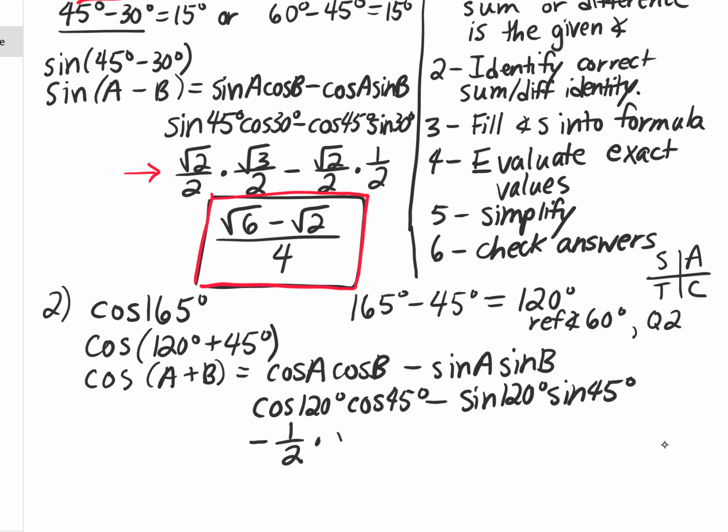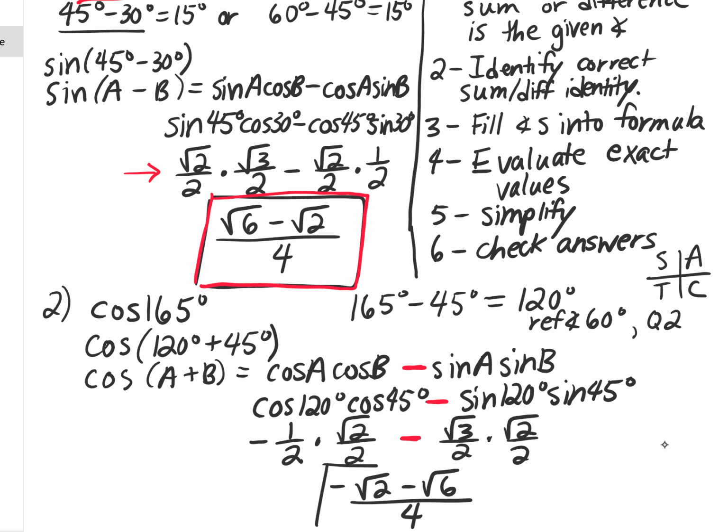And then cosine 45 is root 2 over 2 again, minus sine of 120 will be positive root 3 over 2. So we're just going to fill it in exactly like that. It is subtraction in the formula. So if it were another negative, you would do a double negative, but the formula itself has the subtraction, so we keep the subtraction there. And then in this case, we're going to get negative root 2 minus root 6 over 4.